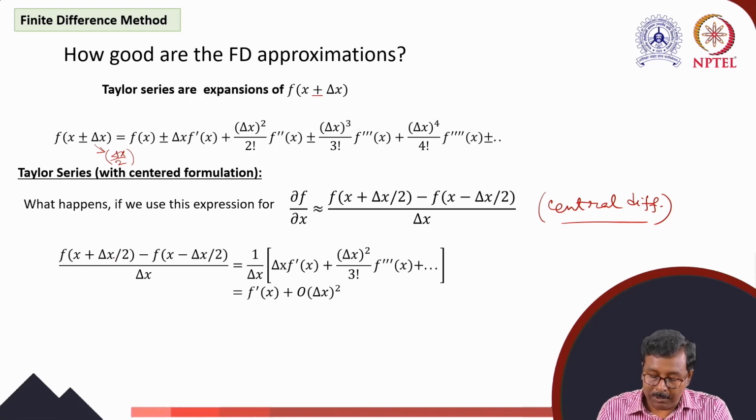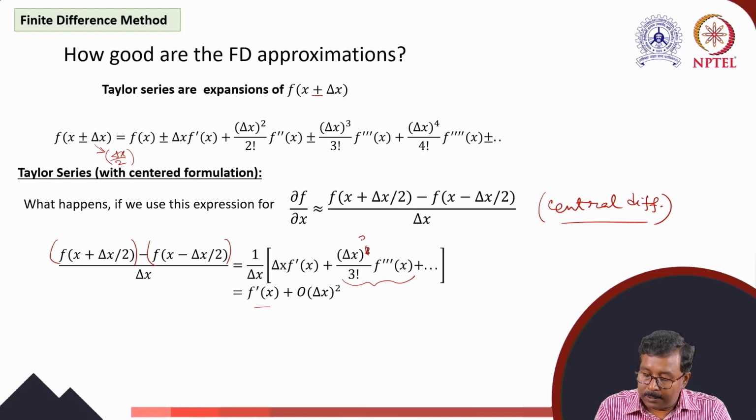All terms are not retained, because there is this term minus this term. So some positive terms are cancelled out and negative terms are added. Ultimately it comes to f dash x plus delta x square by 2. So this is the first neglected term, and the next neglected term is of the order of delta x square.